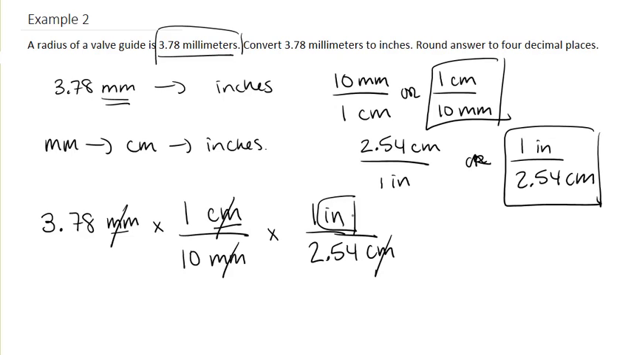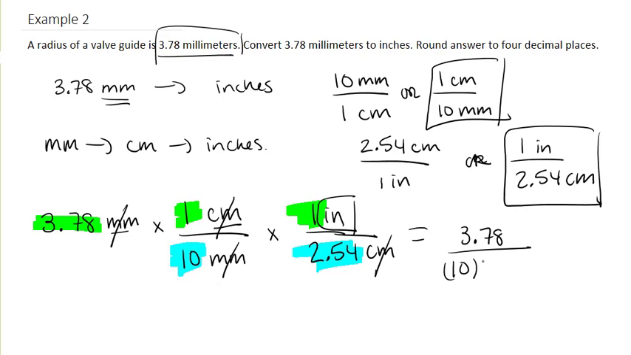So then what we do, as our units have worked out, is we're going to multiply the top together, and then we're going to multiply the bottom together. So this becomes 3.78 times 1 times 1, so it's just 3.78 over 10 times 2.54. And this will get us to inches.